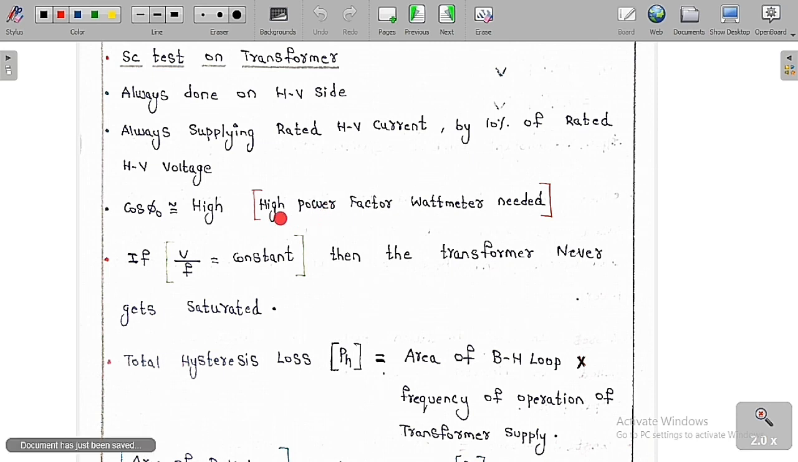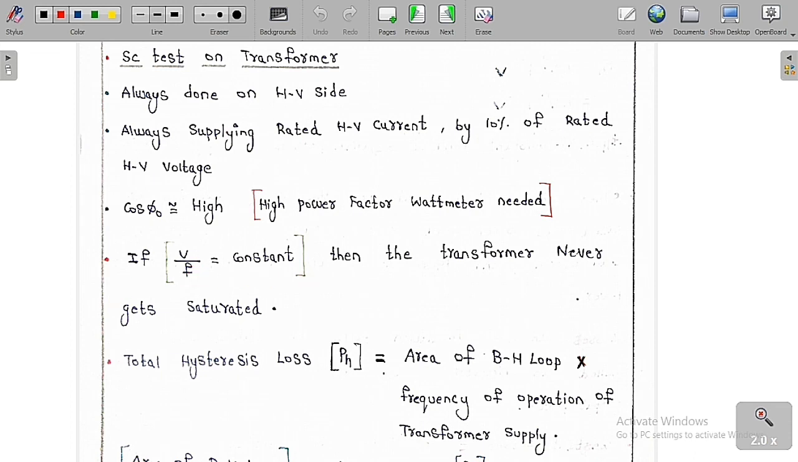So therefore we need a high power factor wattmeter to measure the amount of power consumed by this transformer during this short circuit test. It is basically the full load copper loss. So with the help of the no load test, we are going to figure out the core loss, and with the help of the short circuit test, we are going to figure out the full load copper loss.